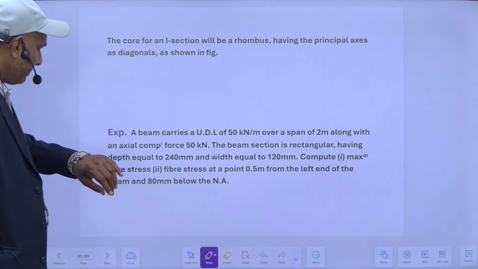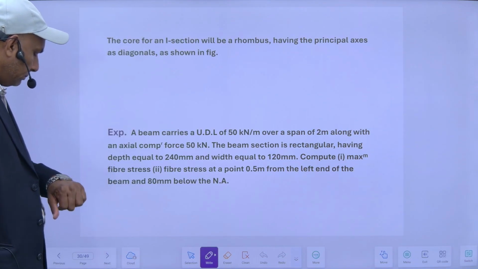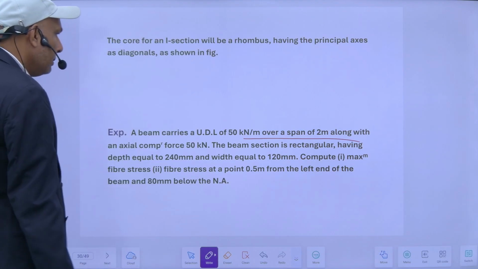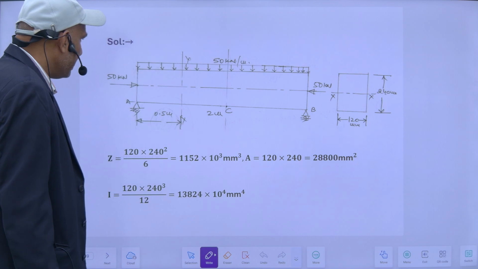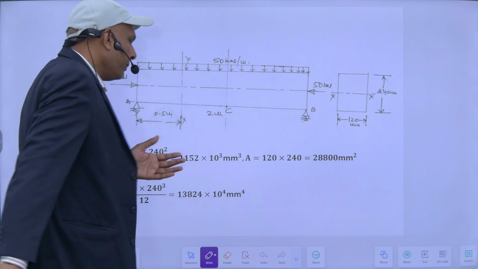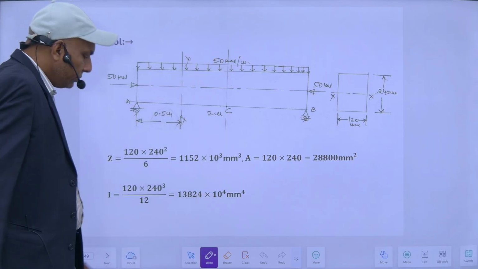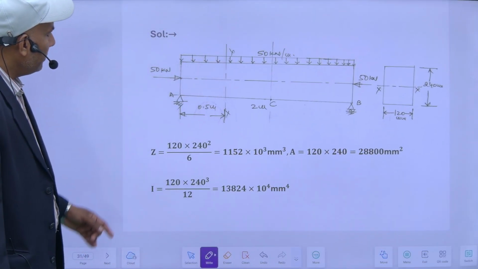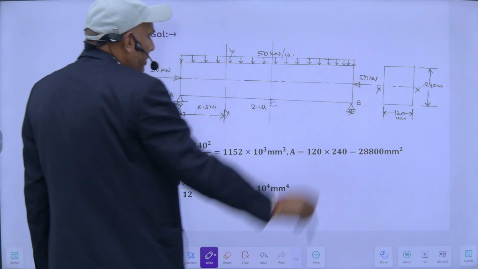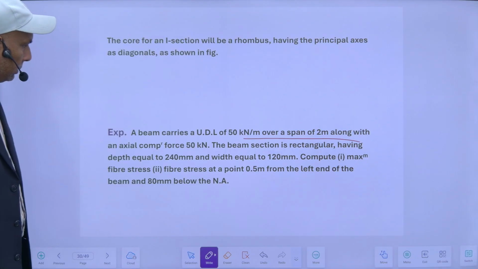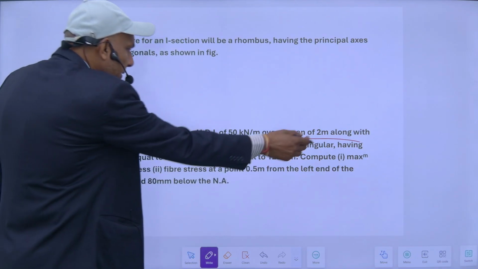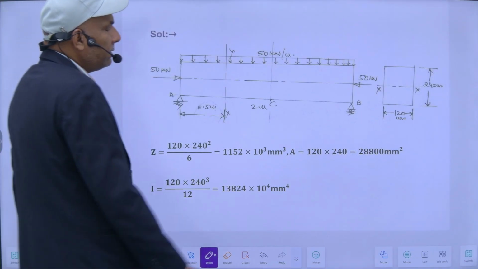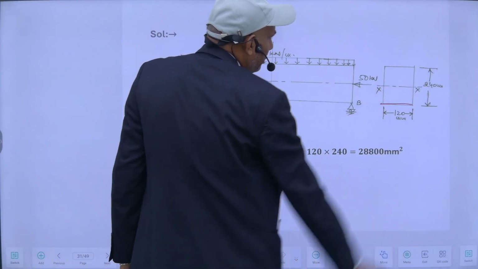So let's take an example. A beam carries a UDL of 50 kN per meter over its span of 2 meters along with an axial compressive force of 50 kN. So this is my beam, its span is 2 meters and the UDL is acting here. And along with this, the 50 kN direct force is also acting. The beam section is rectangular, having depth equal to 240 and width 120. So this is the section, this width is 120 and this depth is 240.